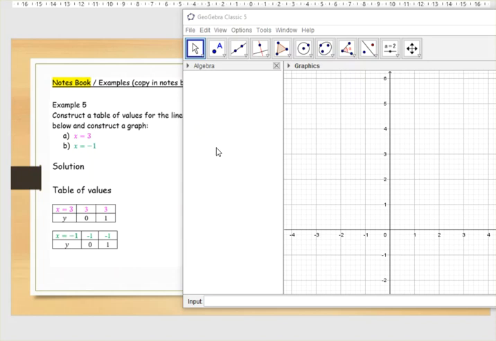Hi everyone, in this video we're going to be looking at lesson 4, just using GeoGebra rather than just talking about it. So what does x equals 3 look like?